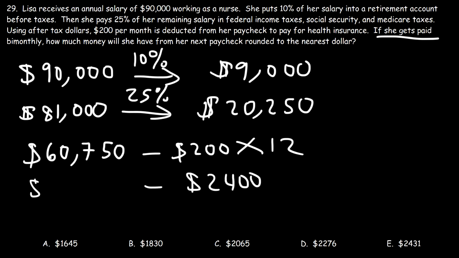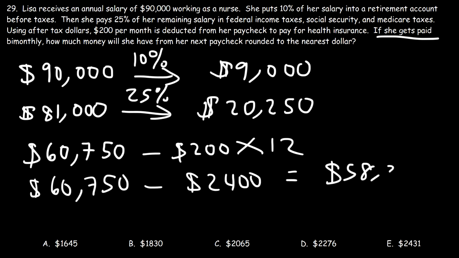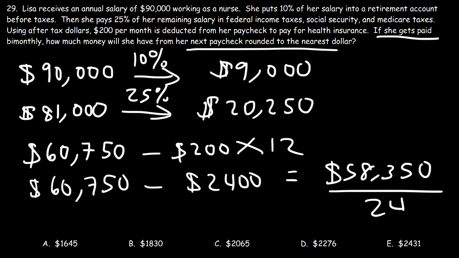So if we take the difference between 60,750 and 2,400, this means that she has $58,350 left over in after-tax dollars after health insurance. So now this goes to her. So we need to determine how much money she will have from her next paycheck, rounded to the nearest dollar. Now she's getting paid twice a month, and there's 12 months in a year. So she's going to receive a total of 24 paychecks in 1 year.